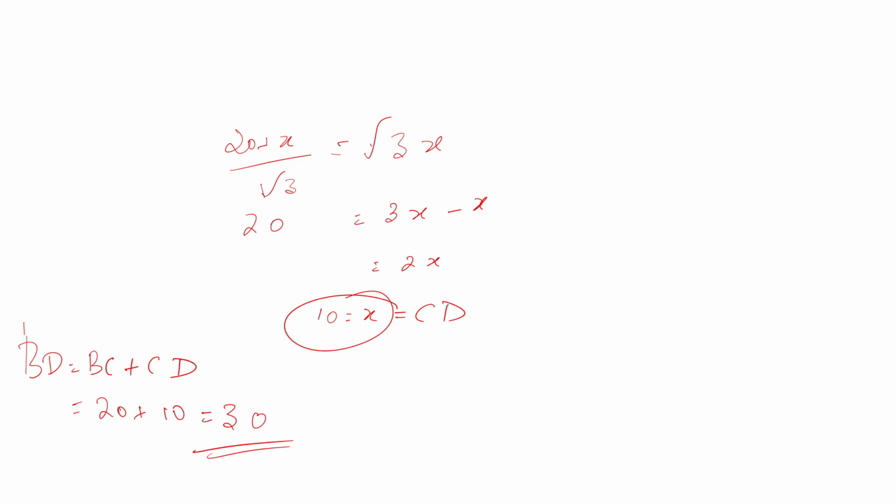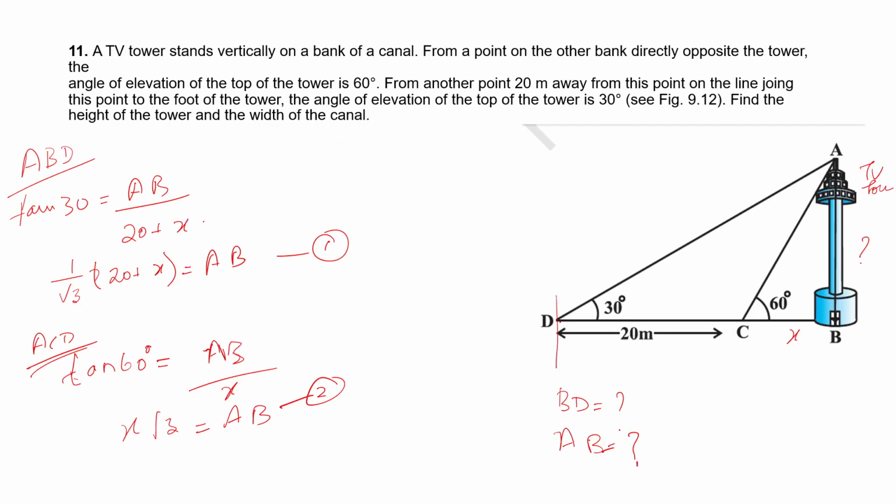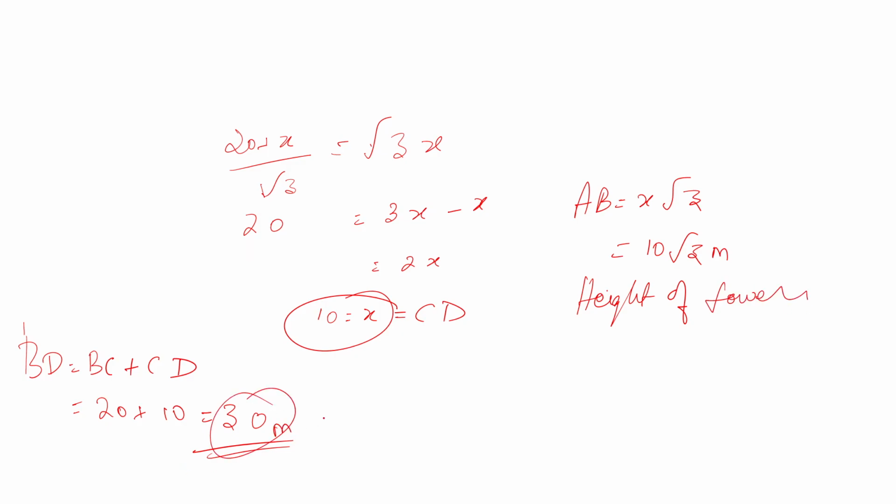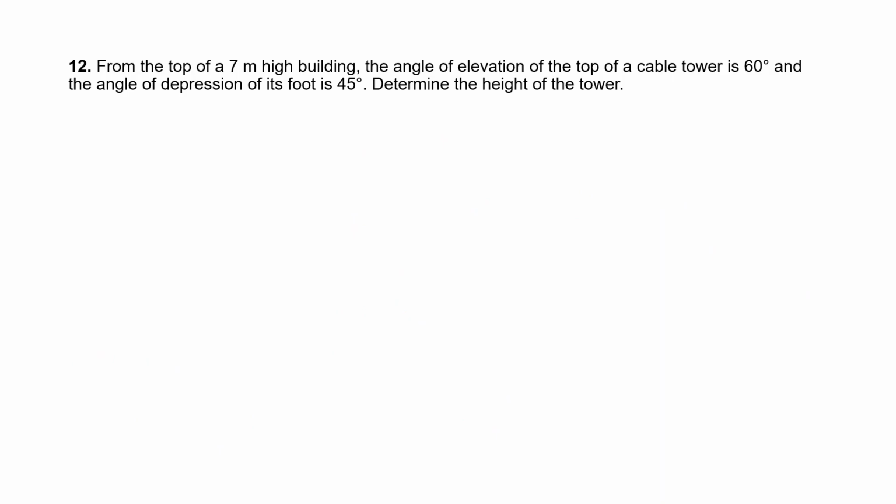And then what else is asked? The TV tower height. So AB is equal to x root 3. So AB is x into root 3. We have found x is 10, so 10 root 3 is the height of the TV tower, and this 30 meter is the canal width. So the same type of sum is getting repeated, and when the diagram is given, it's still more easy.